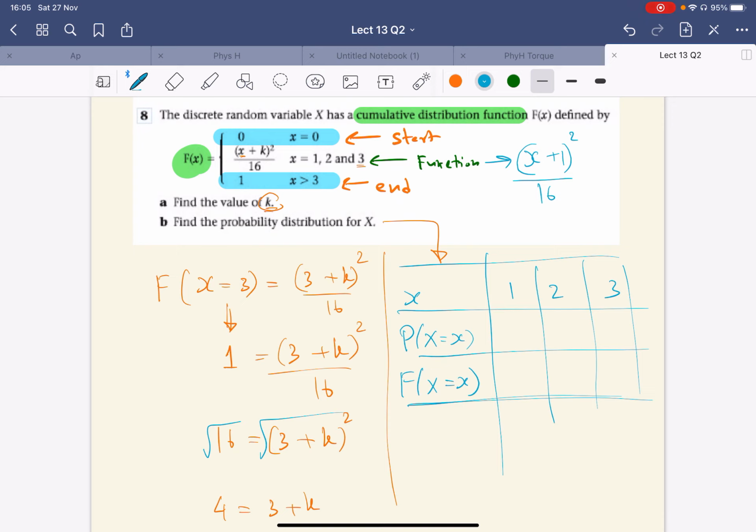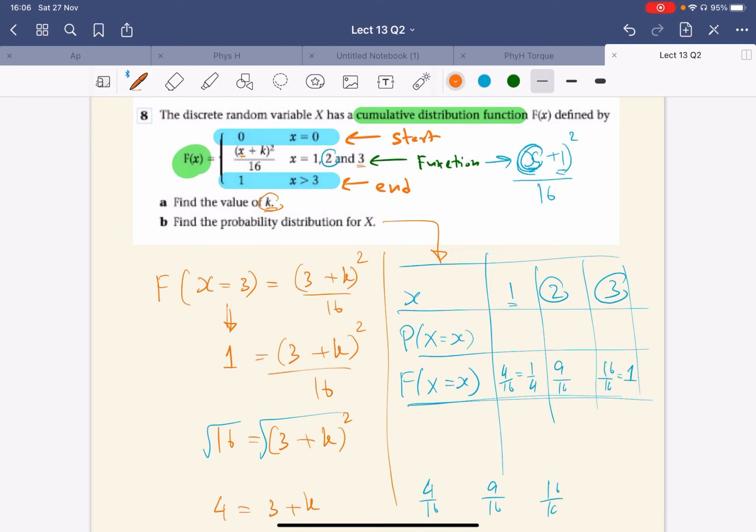Over 16. Okay, we are going to start with the first value, which is 1. So I put 1 in here. 1 plus 1 is 2. 2 squared is 4. 4 over 16, or 1 over 4. Next, we put 2 in here. 2 plus 1 is 3. 3 squared is 9. 9 over 16. Then next, you put 3 in here. 3 plus 1 is 4. 4 squared is 16. 16 over 16 is 1.